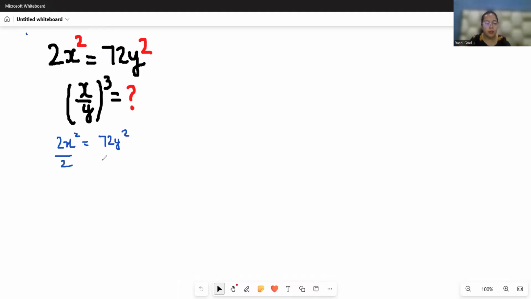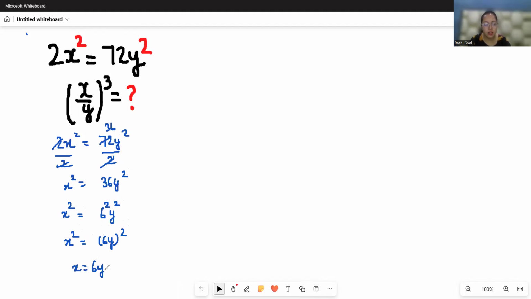If I divide both sides by 2, this will cancel out. So x² equals 36y². Now 36 I can write as 6², so x² equals (6y)². So if we compare both sides, x equals 6y.